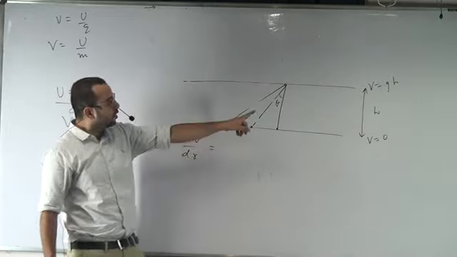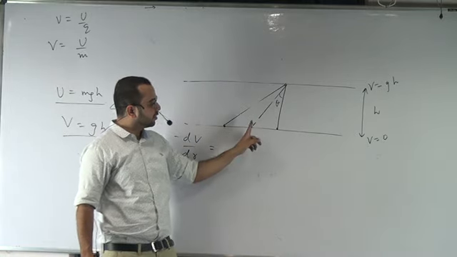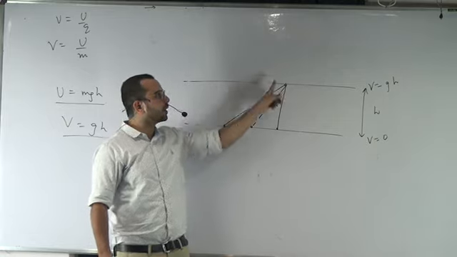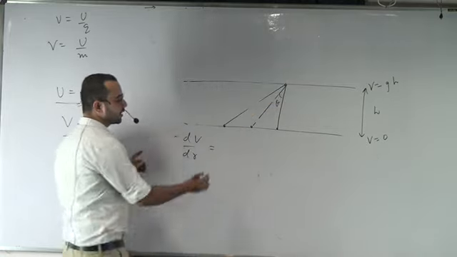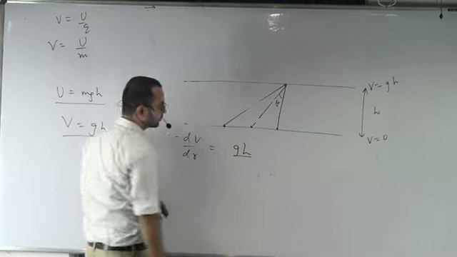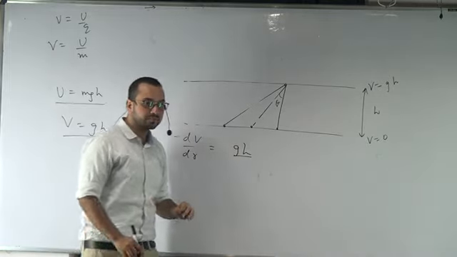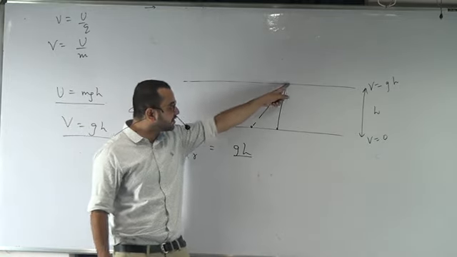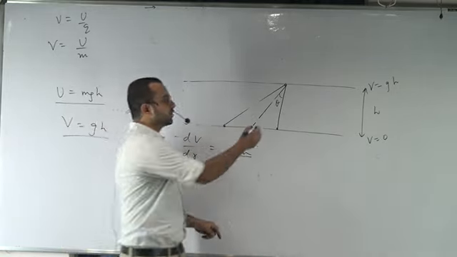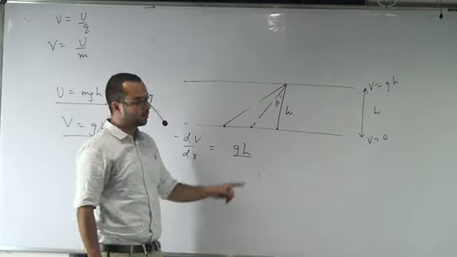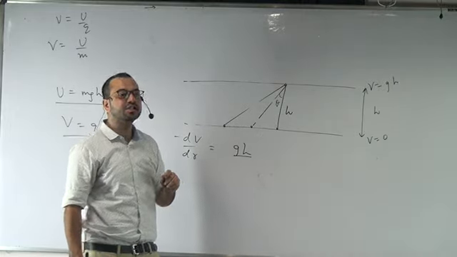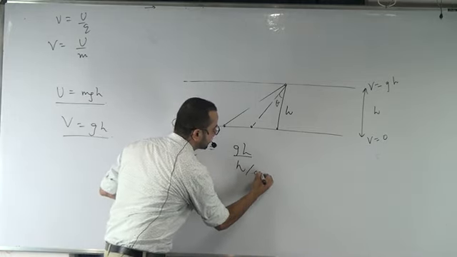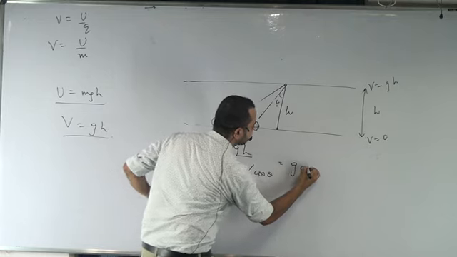यहां से यहां जाने में what is dV? यहां का पोटेंशियल क्या है? 0. यहां का पोटेंशियल क्या है? gh. So 0 minus gh is minus gh. यहां पे माइनस हट के क्या बन जाएगा? gh. And that I have to divide by dr. What is dr? Dr is this displacement. So if this height is h, what is dr? h by cos theta. तो यहां से we get g cos theta.